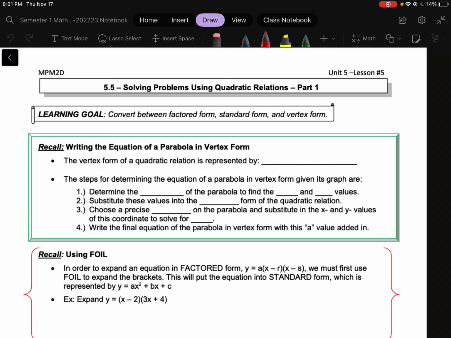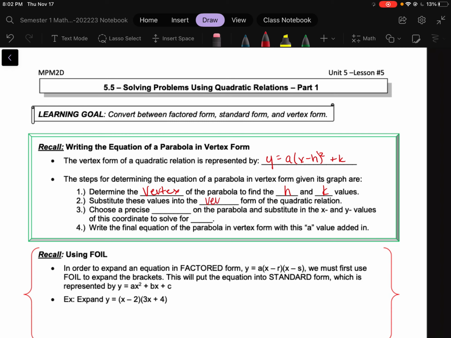So some things that we're going to recall is writing the equation of a parabola in vertex form. So remember, our vertex form equation is y equals a(x minus h) squared plus k. So that is always so important to remember this formula. Do not forget it. When we are determining the equation of a parabola in vertex form, given its graph, the first step is to determine the vertex of the parabola and then find the h and k values. So those are always really important to do.